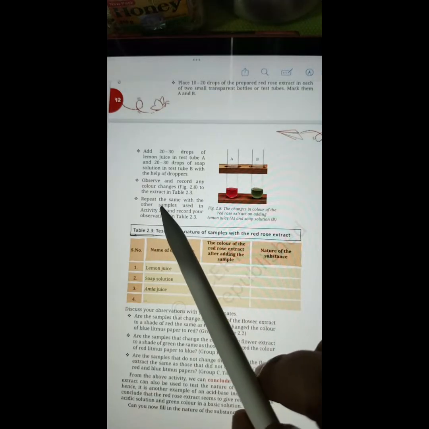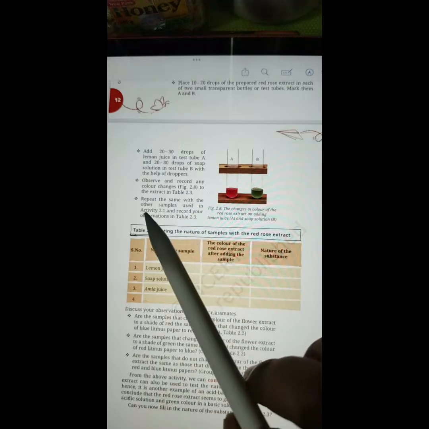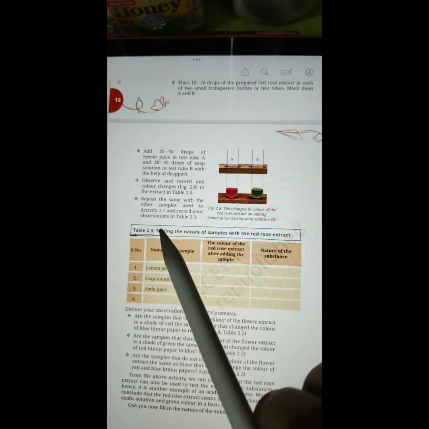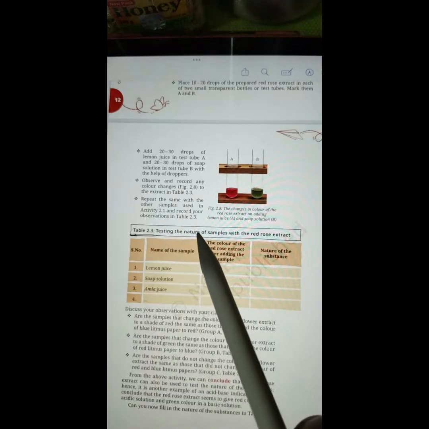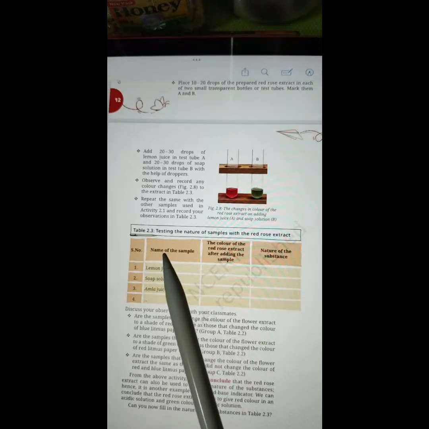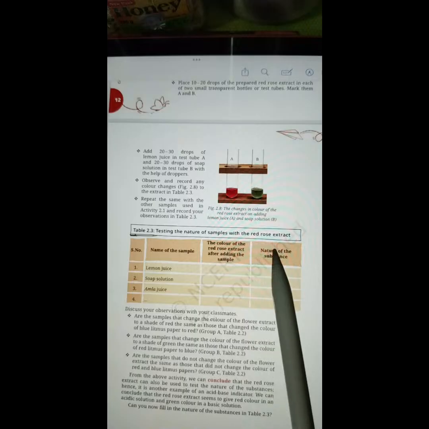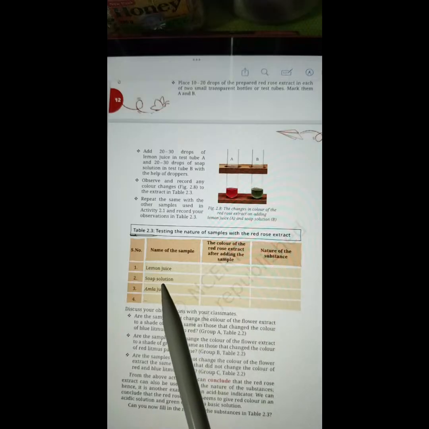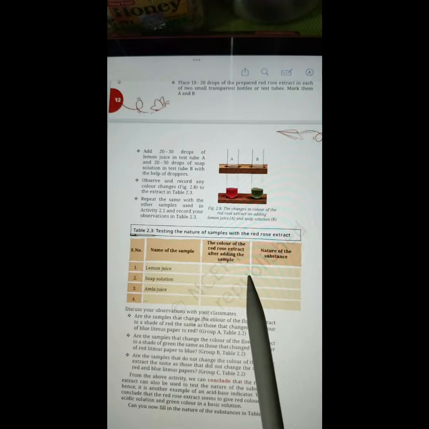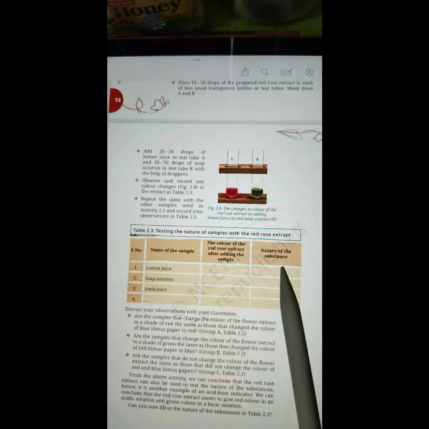Observe and record any color changes of the extract in figure 2.8 and table 2.3. Repeat the same with the other samples used in Activity 2.1 and record your observations in table 2.3. So, table 2.3, testing the nature of the samples with the red rose extract. You need to test lemon juice, soap solution, amla juice. The color of the red rose extract after adding all these will be noted here, and depending upon the change, you have to mark the nature of the substance. Discuss your observations with your classmates.